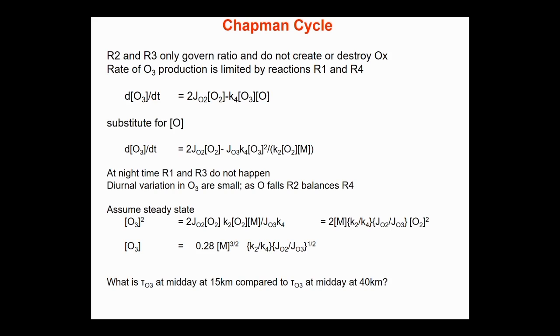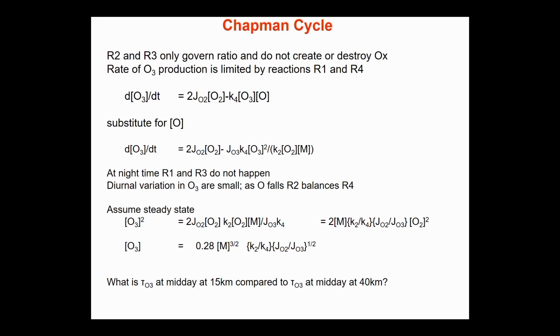Now we also know that diurnal variations of ozone in the stratosphere are small. Now for that to be the case, that must mean that reaction 2 must balance reaction 4, because if it didn't, then we'd see a change. So these two must roughly balance. Okay? So what we can now do is play some games.